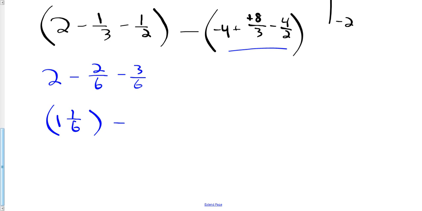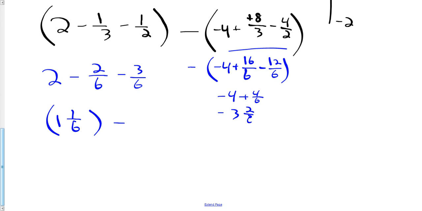Okay, so let's make it -4. I'm just going to keep the parentheses for now. -4, and I'll make this over 6, so plus over 6. 16 over 6 minus 12 over 6. So that's going to be 4 over 6. -4 plus 4 over 6 is -3 and 2/6. That's going to finally translate out to positive, because we're subtracting negative 3 1/3.